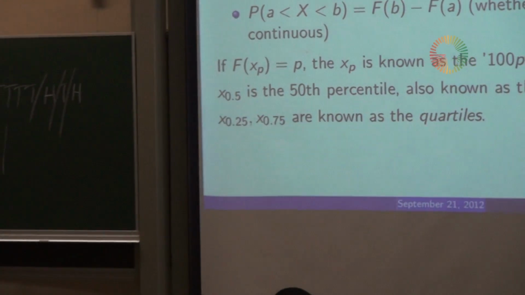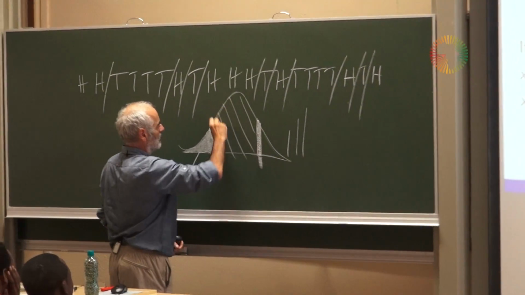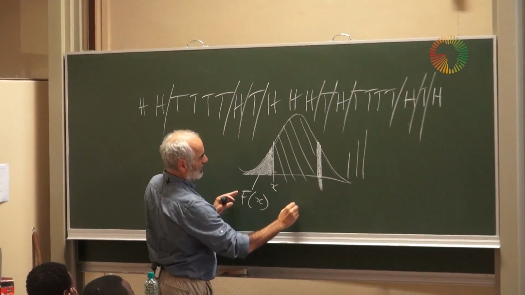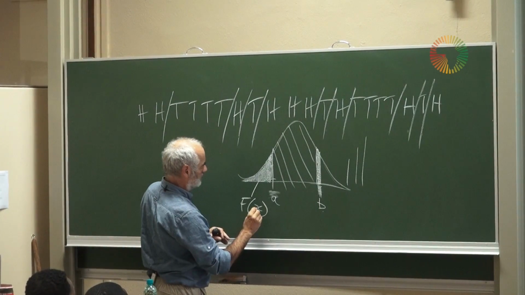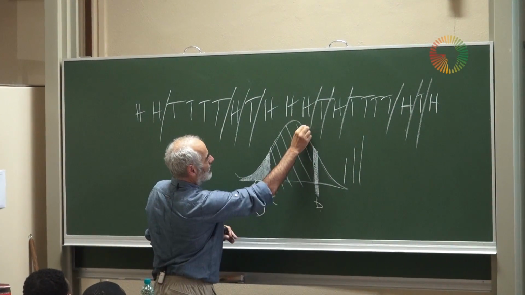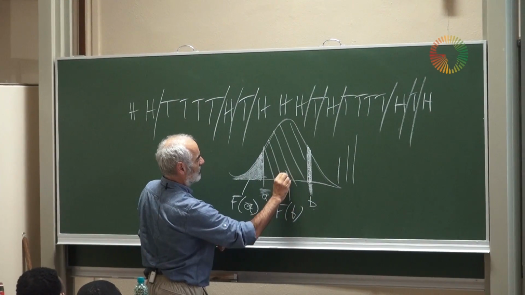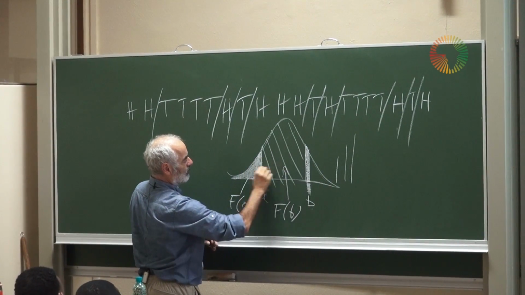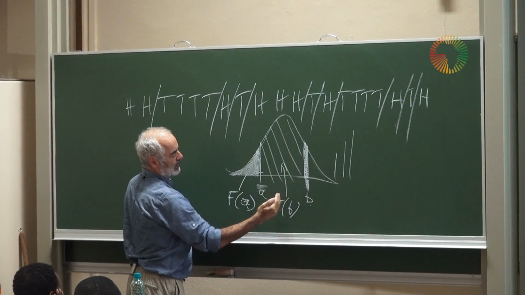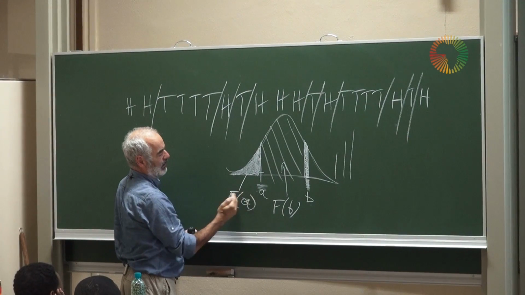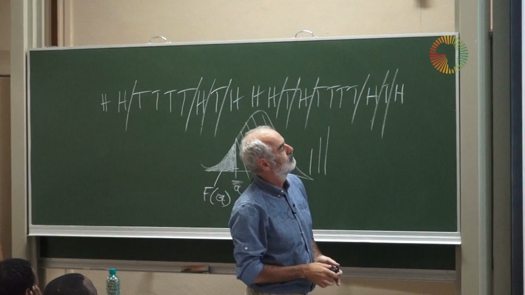So if I want the probability of it being in here, if this was A and this was B, F of B is all of this, that and that. So if I want this area, I calculate F of B and take away F of A to give that bit in the middle. So we do that a lot.